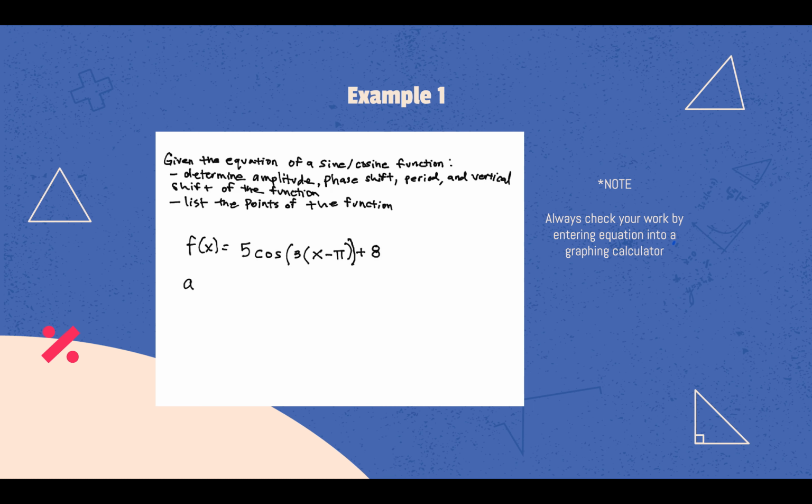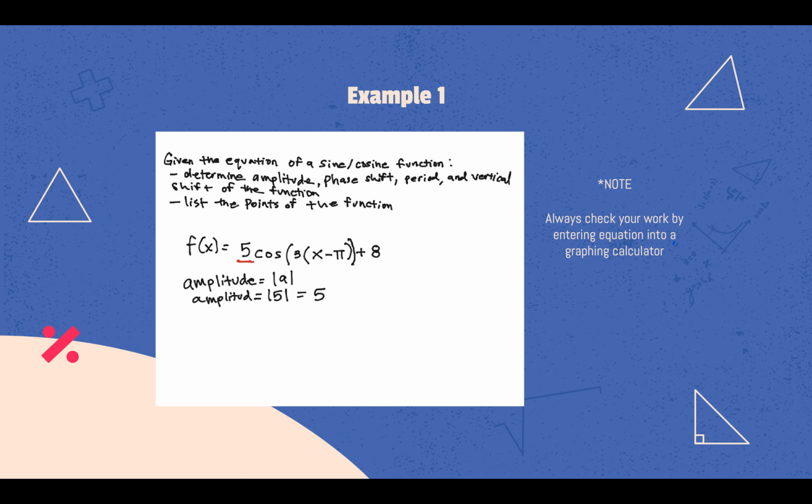We know from earlier in our lesson that amplitude equals the absolute value of A. And in this equation, our A is represented by 5. So amplitude equals the absolute value of 5, which equals 5. Perfect.